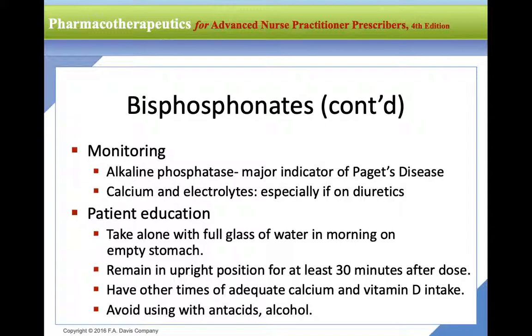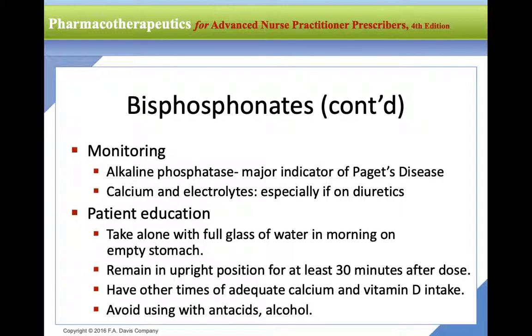So monitoring with bisphosphonates, alkaline phosphatase is one you would monitor if a patient has Paget's disease. You're going to want to monitor calcium and electrolytes routinely just to make sure they're still getting enough, but not getting too much. Excessive calcium can lead to cardiovascular effects and increased risk of heart attacks. So you want to make sure they're not overdoing it, and you want to watch those, especially if a patient's on a diuretic, and that might increase the excretion of those.